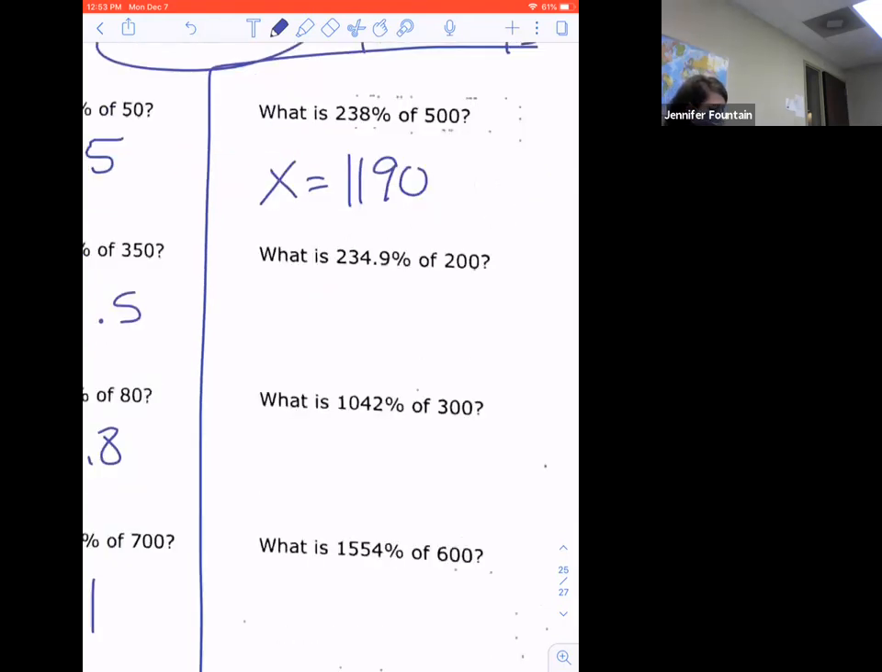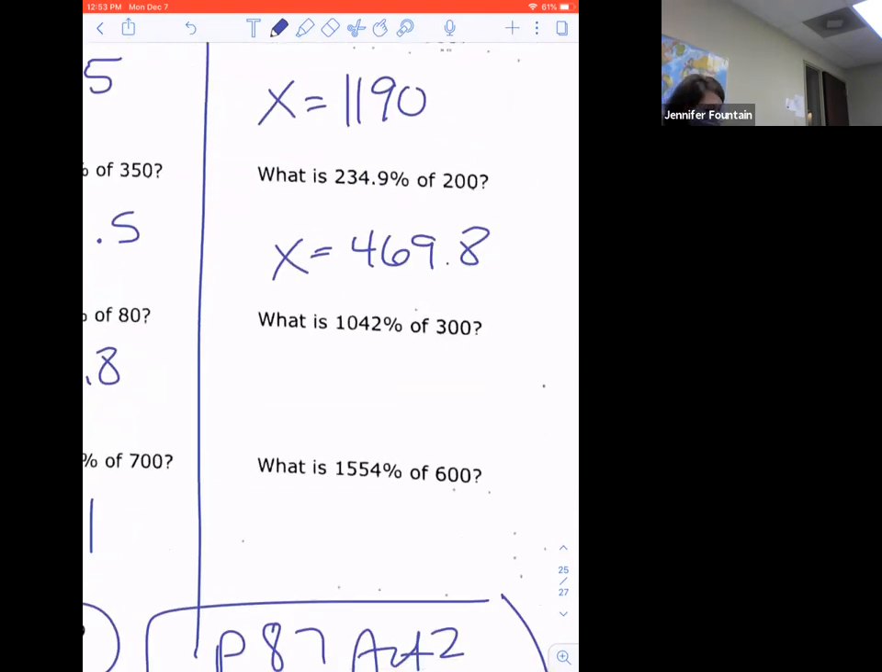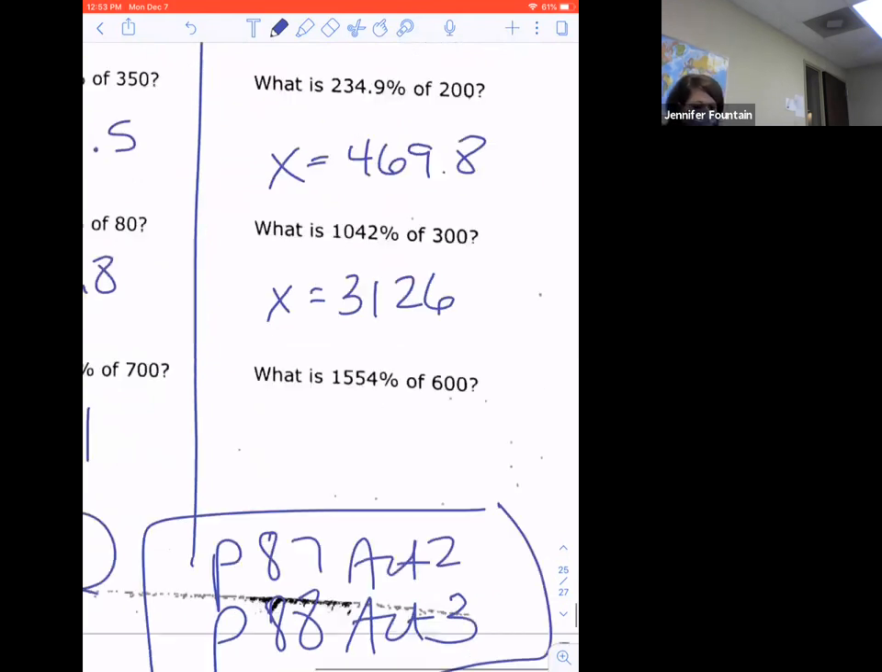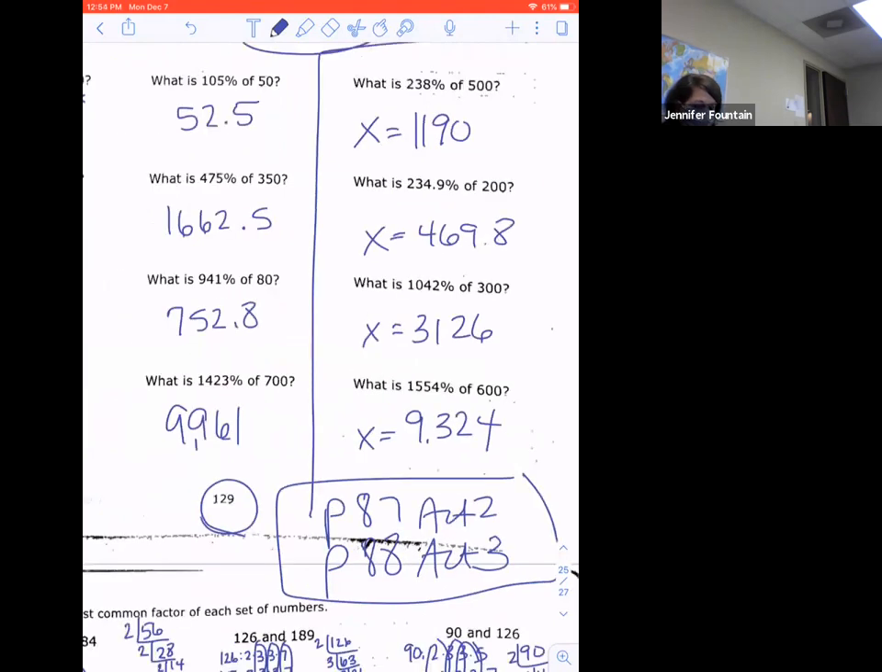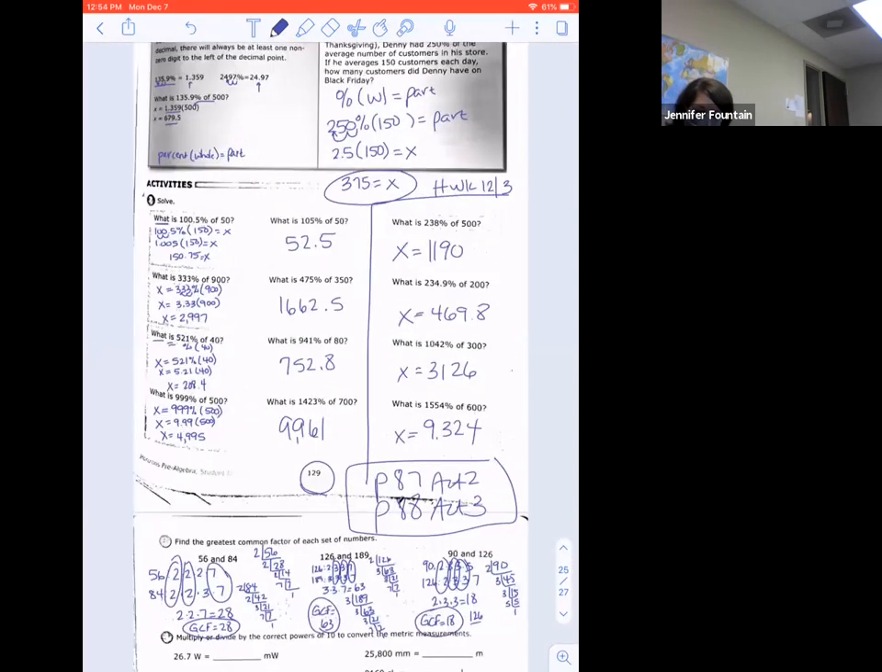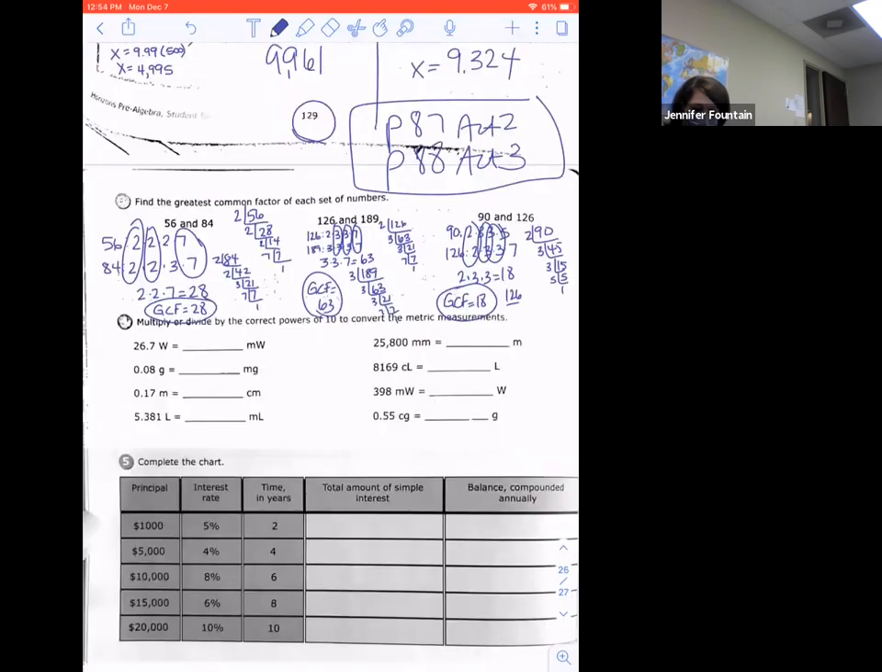What is 234.9% of 200? That will be 469.8. What is 1,042% of 300? That will be 3,126. And then what is 1,554% of 600? And that is 9,324. Any questions on any of those? And I believe that was it. All righty, so that's 59.